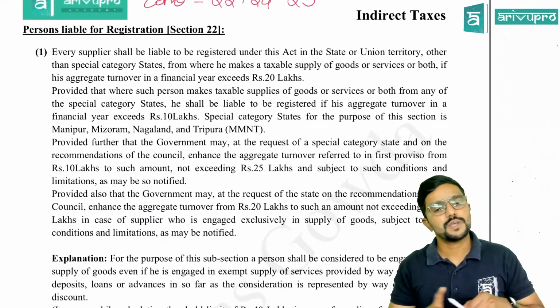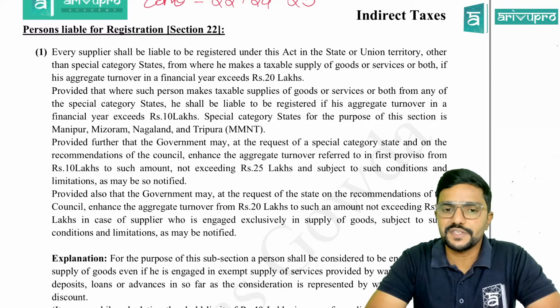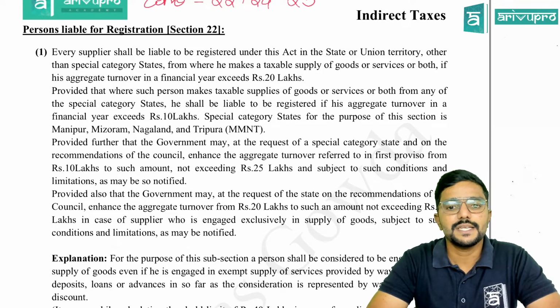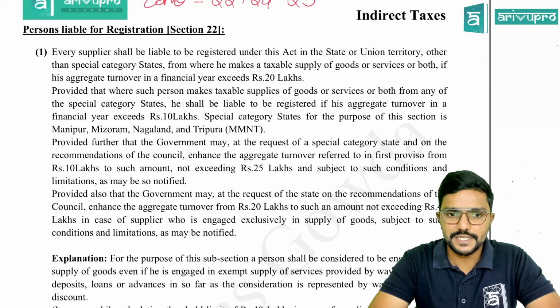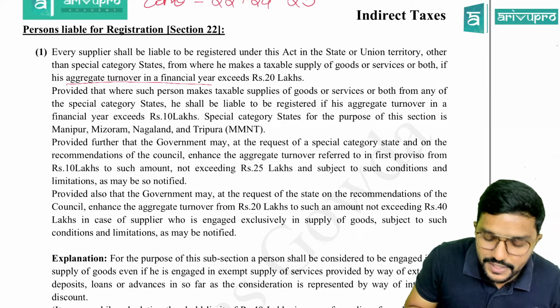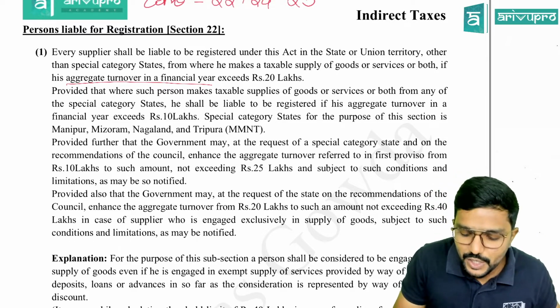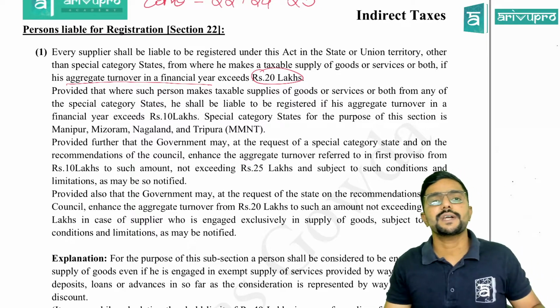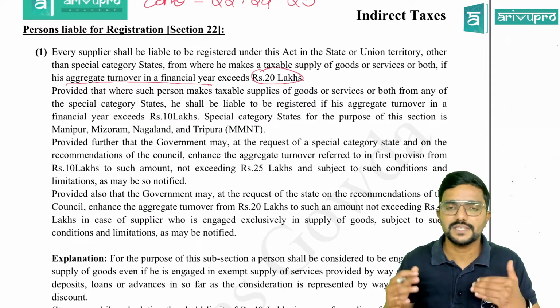Section 22, subsection 1. Every supplier shall be liable to be registered under this act in the state or union territory other than special category states from where he makes a taxable supply of goods or services or both, if his aggregate turnover in a financial year, not in the preceding financial year, in a financial year, exceeds 20 lakhs.